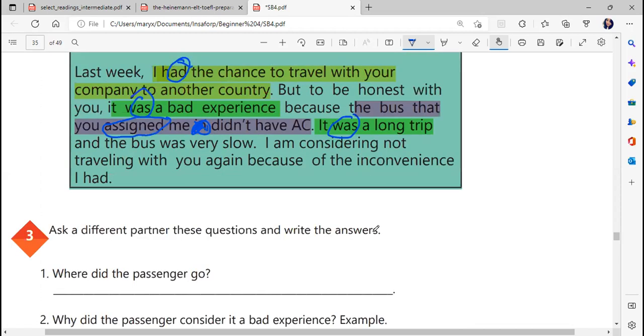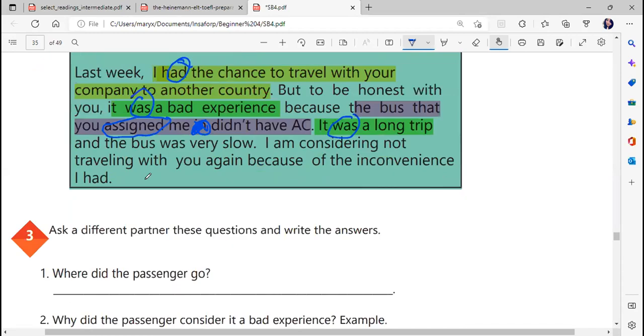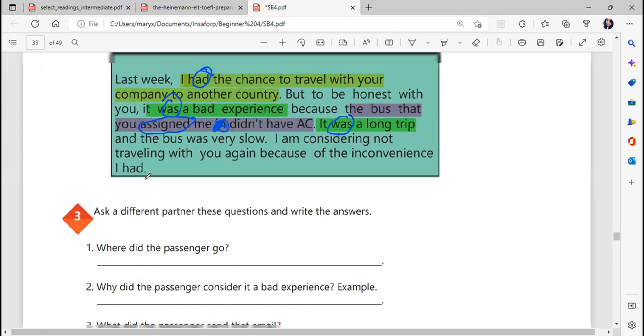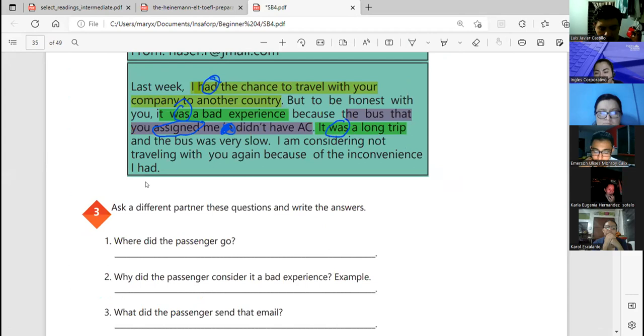Now, we're going to read the email, and based on the email, we answer the three questions. Question number one, can you read question number one, Joanna? Question number two, Javier, and question number three, Caro.